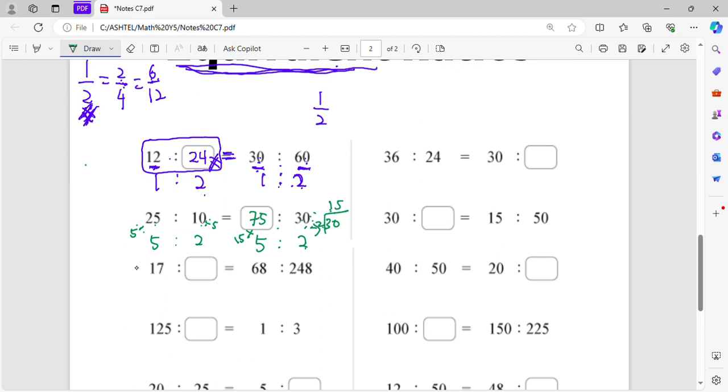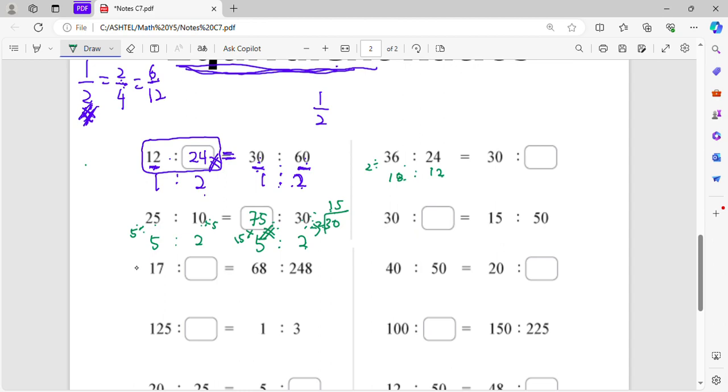Okay, equivalent ratios are where you'll find the simplest ratio is the same. Let's look at the next example. Here we have 36 to 24. Remember, like fractions, we can use division. If it's an even number, always start by dividing with 2. So 36 divided by 2, you will get 18. 24 divided by 2, you will get 12.